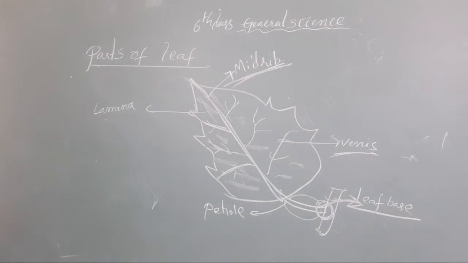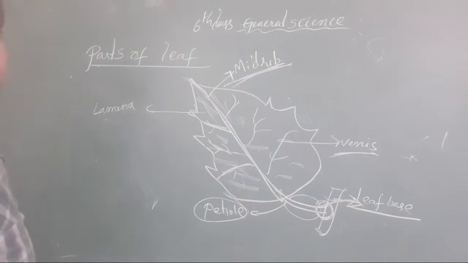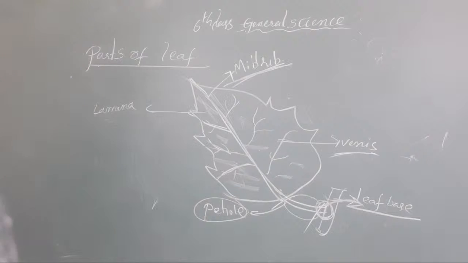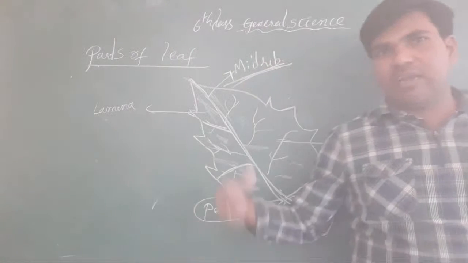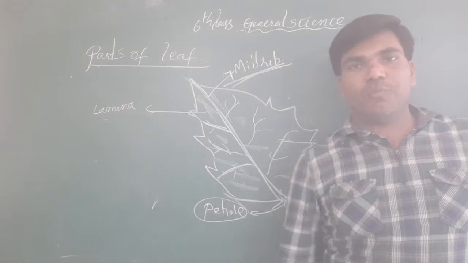And the next one: which part connects the leaf lamina with the stem? The petiole is the part that connects our lamina with the stem here. Understood or not, all the students? In this way the leaf is contained in our plant. I hope you got it.